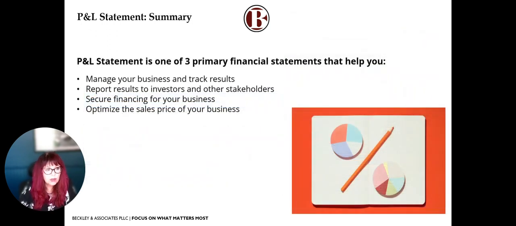In summary, the profit and loss statement is one of three primary financial statements, the other two being the balance sheet and the statement of cash flows. The P&L is one of those three that helps you manage your business and track your results, report those results to stakeholders, being investors or management team, and it helps you secure financing for your company. And one that is often not thought about, it helps to optimize the sales price of your business when it comes time to sell your business.